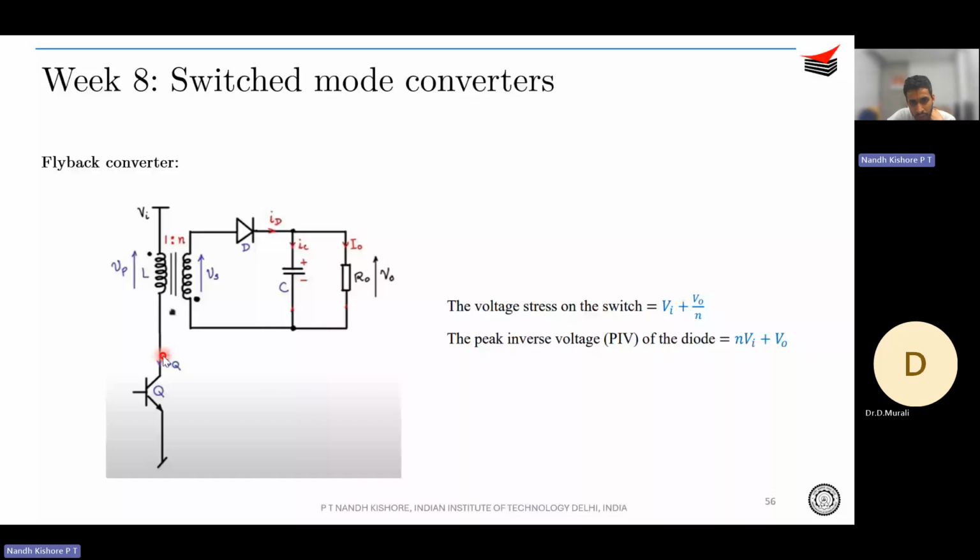Similarly for the diode, look at the peak inverse voltage when the diode is off and Q is on. VI will come over here as NVI, and this is already V naught. So the total voltage is going to be NVI plus V naught. It is plus because the dot polarity is opposite, so it will be minus NVI over here and minus V naught over here, correct? So till this point, is it fine?